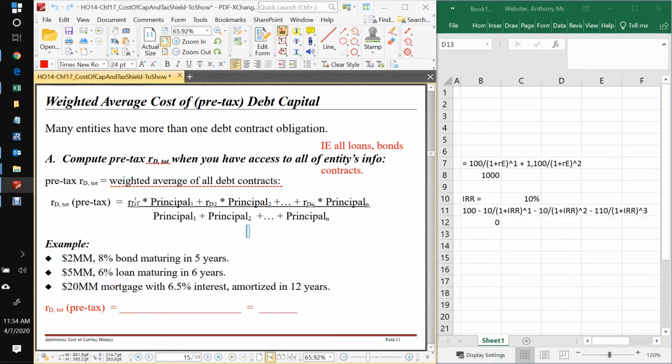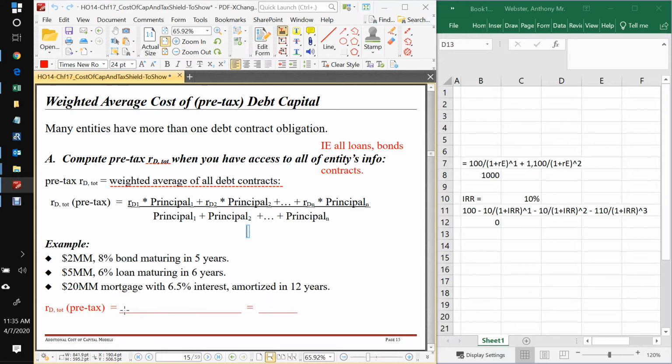So it's going to look like the cost of capital for project 1 times the principal of 1, cost of capital for 2 times the principal of 2, et cetera. For each one of these, we'd have to get the IRR to get the cost of capital, and then we can use this weighted average formula to get the company's pre-tax weighted average cost of capital. So let's do an example where a company has a $2 million, 8% bond maturing in 5 years outstanding, and they have a $5 million loan with 6% IRR maturing in 6 years, and a 20 million mortgage with 6.5% IRR amortized in 12 years.